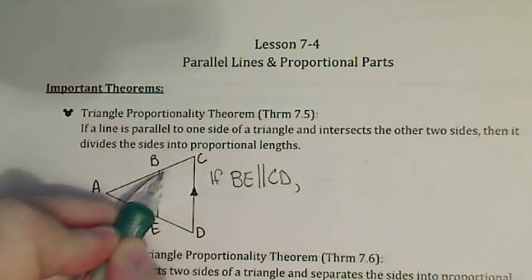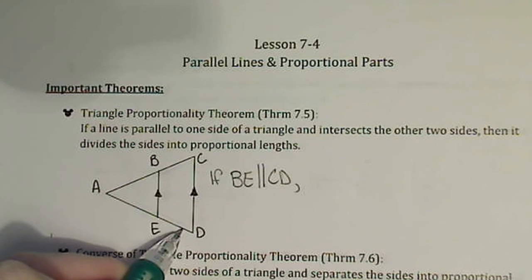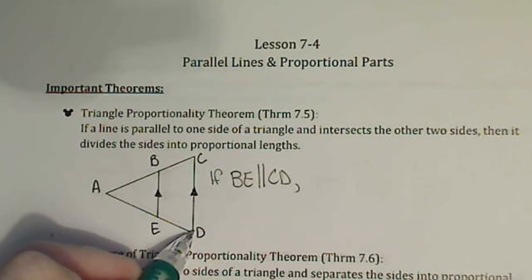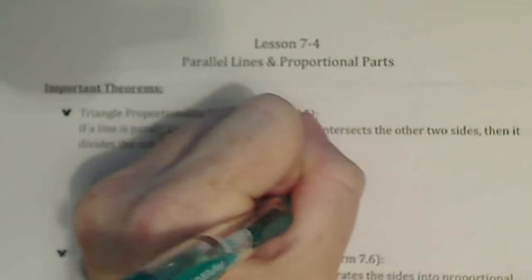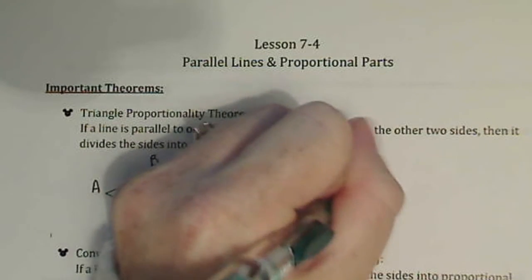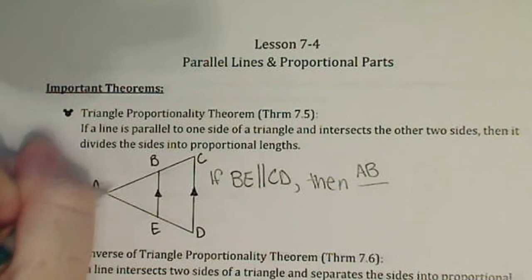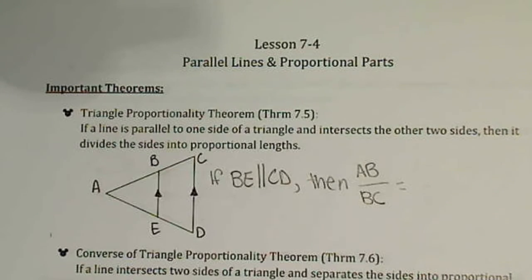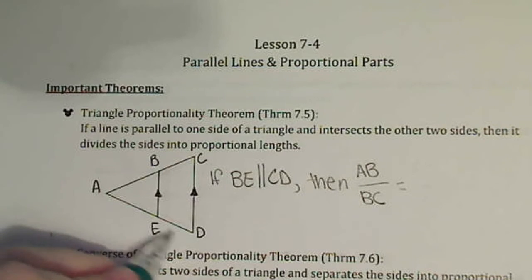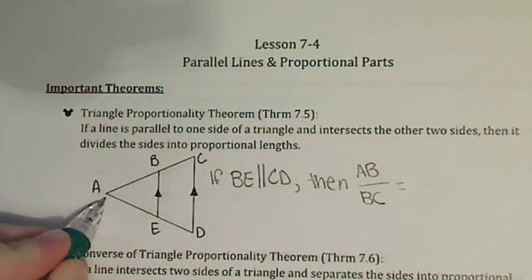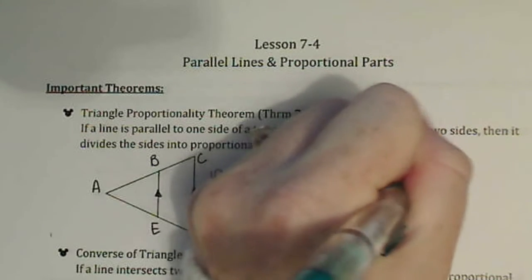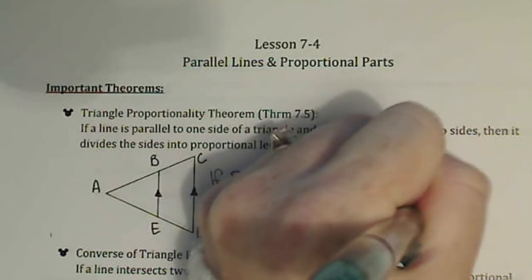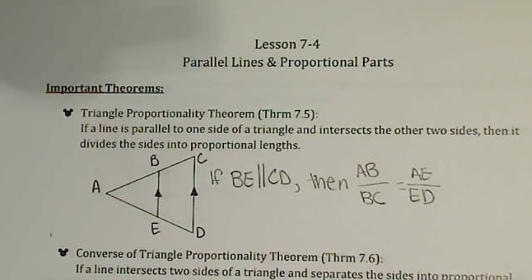what that creates is a proportion between AB, AE, BC, and ED. So if these are parallel, then the ratio of AB and BC, that is going to be proportional to this side, this relationship, AE and ED. That's theorem 7.5.